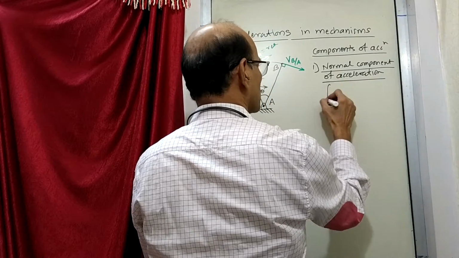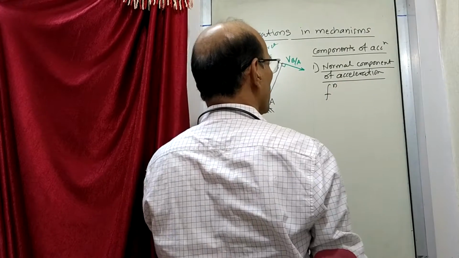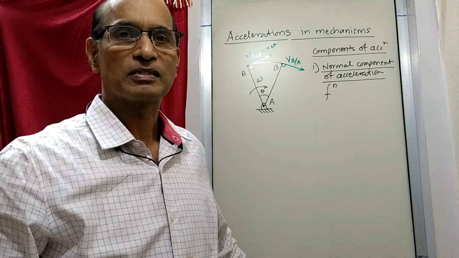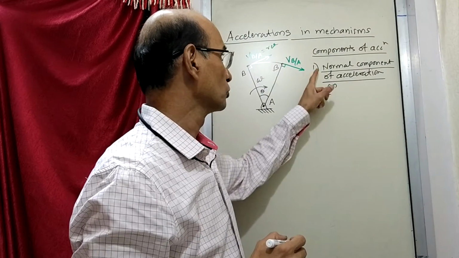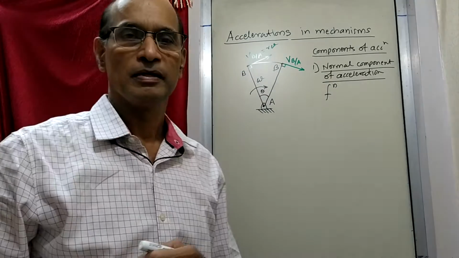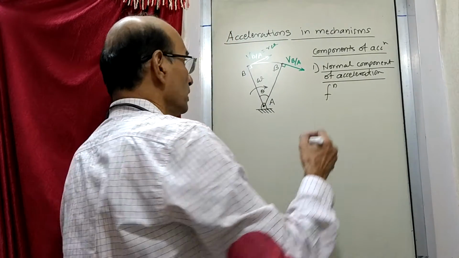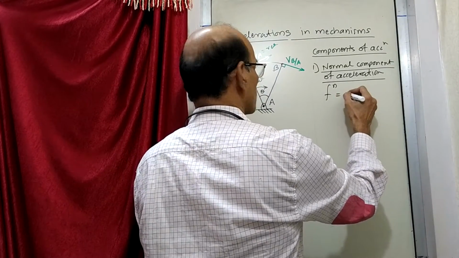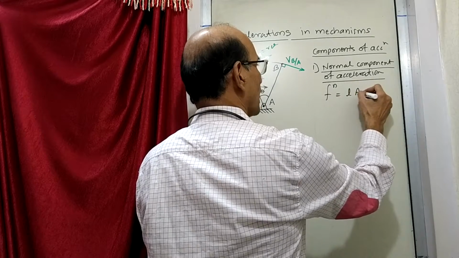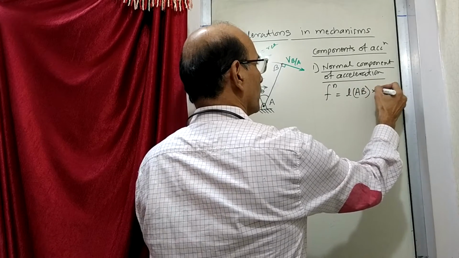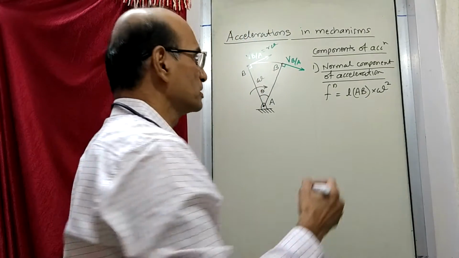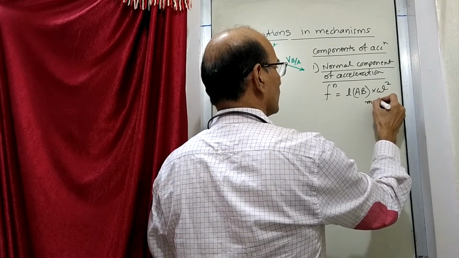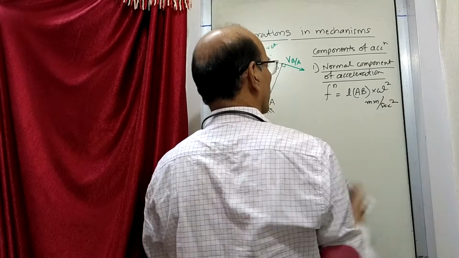Normal component of acceleration is shown by the symbol Fn. Acceleration is shown by the letter F, and n stands for normal. So the normal component of acceleration is Fn, and this is given by length into omega square. In this case, the length is r, which is AB, multiplied by the square of the angular velocity. And here the unit is millimeters per second square.